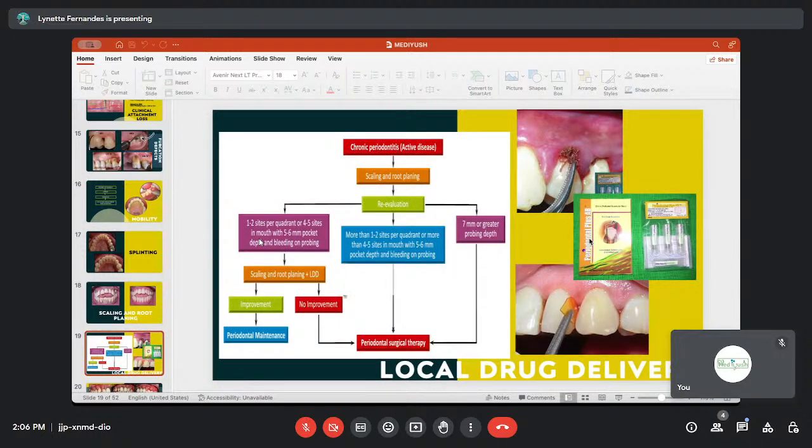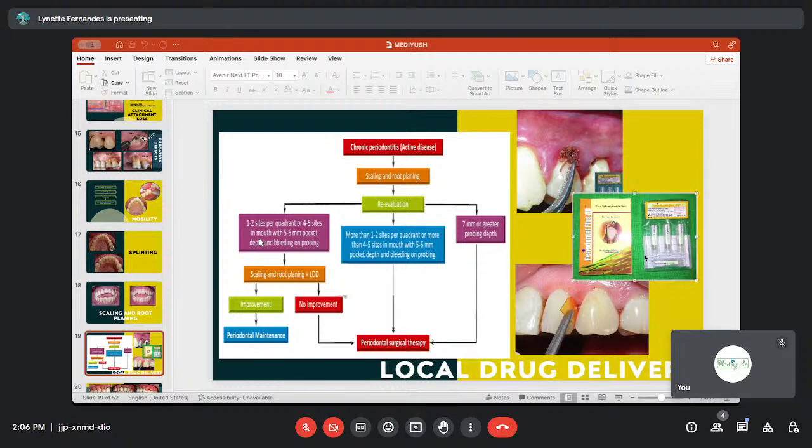When you re-evaluate, as in after your scaling, you will check again for pockets. If the pockets have disappeared, in many of the cases, and there are only 1-2 sites where pockets are present, with only 5 to 6 mm pockets, you don't need to go for a periodontal flap surgery. We all know, like, 5 mm pocket, we say periodontal flap surgery, but it's only in isolated areas. So in that case, instead of going for a surgical procedure, which patients are also not willing to, we can go for something which is known as local drug delivery.